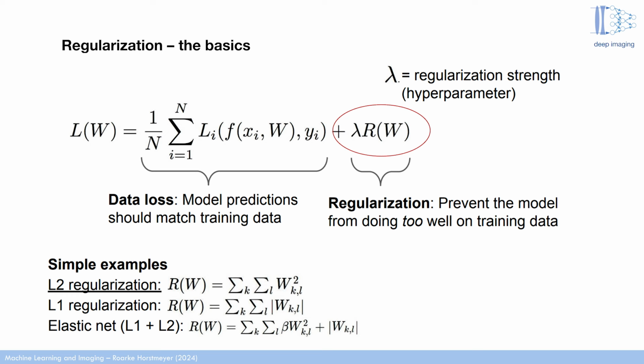Common regularizations that help specifically for preventing overfitting are an L2 regularization. So here it's the sum of the square values of the weights. L1 regularization is the sum of the absolute values.